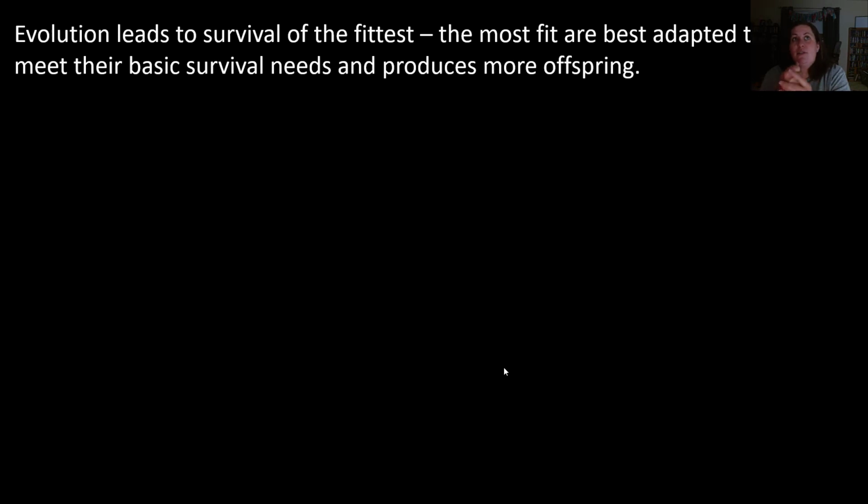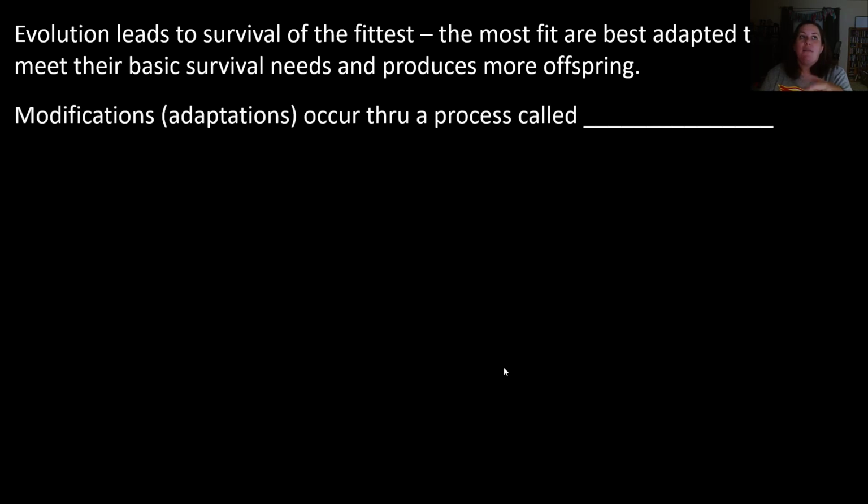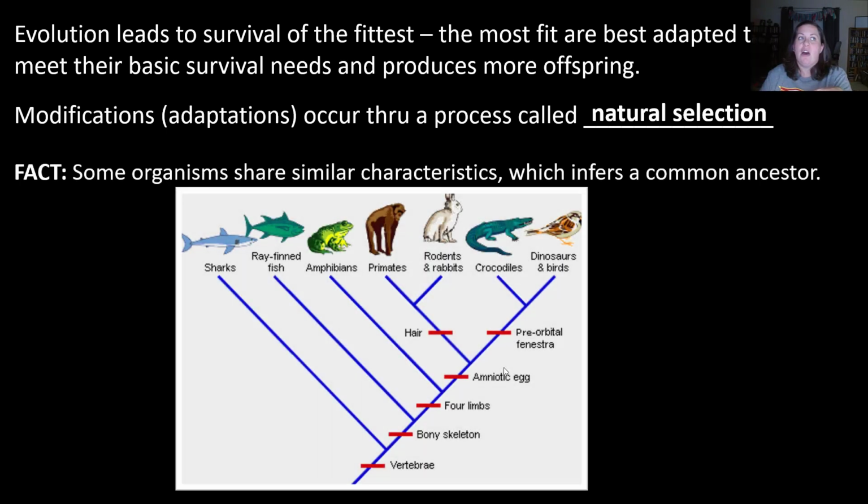Now, evolution leads to the survival of the fittest. Survival of the fittest means that whatever organism is most fit for that environment, they will survive. And survival in nature is not just continuing to live longer than other individuals, it's also to produce offspring. You've got to be able to pass your genetics on to the next generation in order to be considered successful in nature. So not only do you have to survive, you also have to produce offspring. Modifications or adaptations that occur through this process is called natural selection, where nature is deciding what is beneficial, what is useful, and that's what gets passed on.